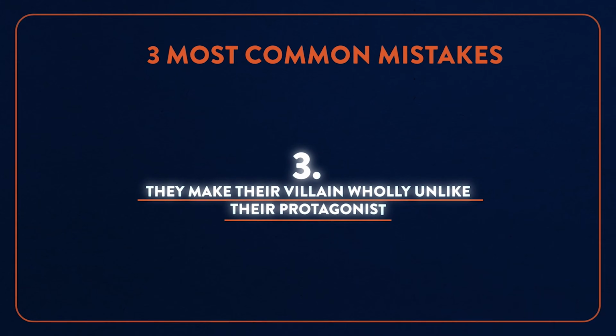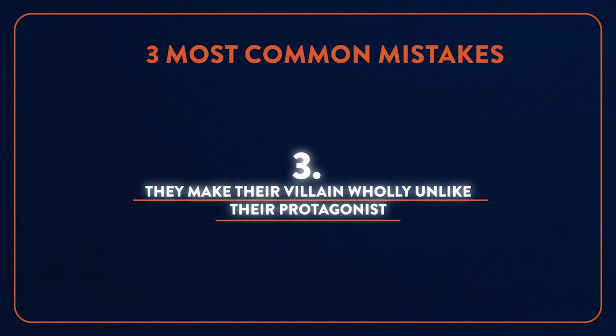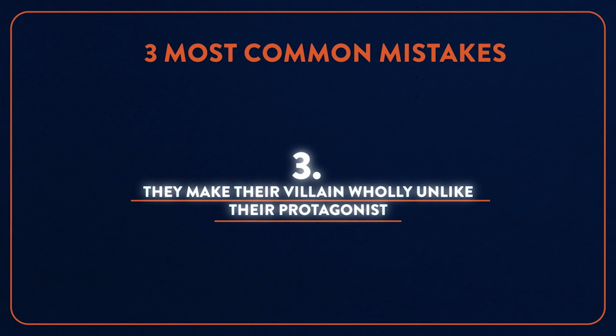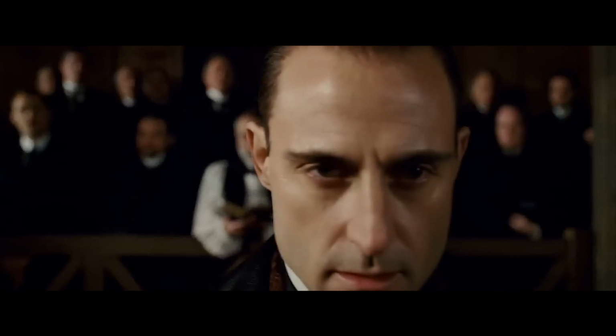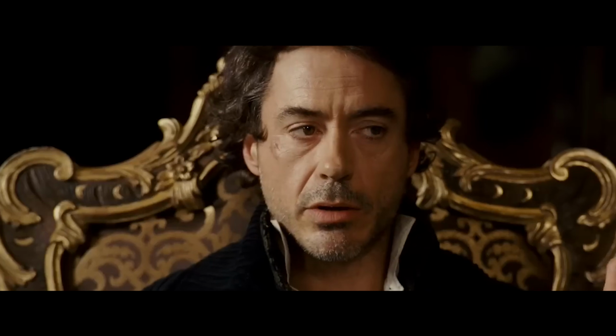The third mistake that writers make is they often make their villain completely unlike their protagonist. The most memorable villains reflect some darker nature of the protagonist. For instance, they embody the path that the hero could have taken under different circumstances. For example, Moriarty is an inverse mirror image of Sherlock Holmes. He is just as smart, but he has chosen to use his intelligence for evil rather than good. So you don't just want your villain to be the opposite of your protagonist, you want them to reflect or resemble your protagonist in some sick or twisted way.